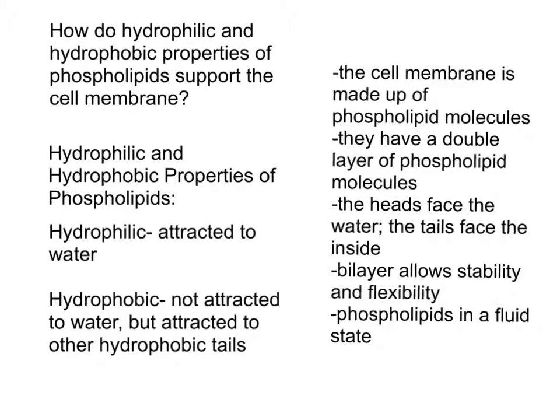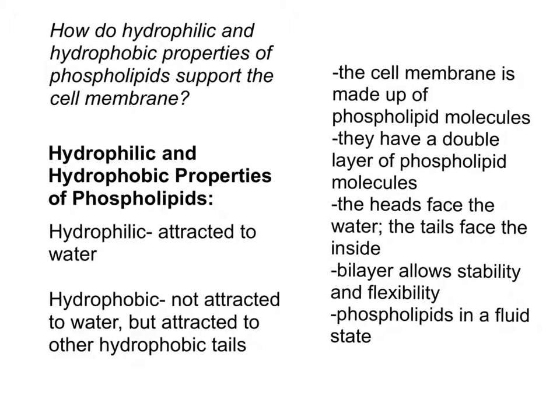Well, let's review some of the properties. Hydrophilic means attracted to water, and hydrophobic means not attracted to water, but attracted to hydrophobic tails. So like I said before, in the bilayer, the tails are attracted to one another because they are all hydrophobic. So the cell membrane is made up of phospholipid molecules. They have a double layer of phospholipid molecules. The heads face the water, the tails face the inside. The bilayer allows stability and flexibility. Phospholipids in a fluid state.